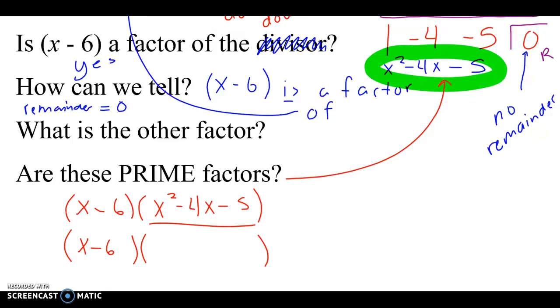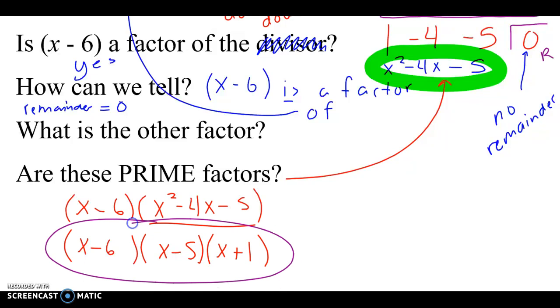So what factors of negative 5 add up to negative 4? Negative 5 and plus 1. So that is our factored answer. So we use synthetic division to break it into smaller pieces, and then we make sure those smaller pieces are factored all the way. So when you say what is the other factor, do you put x minus 5? Yeah, x squared minus 4x minus 5.